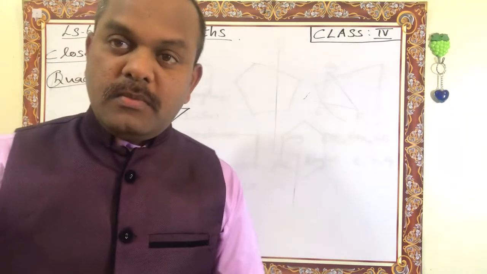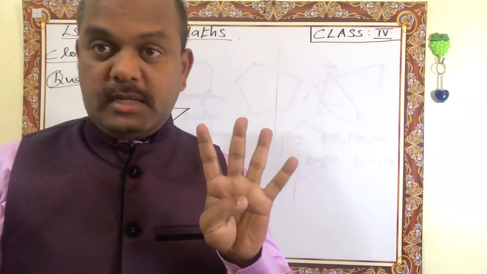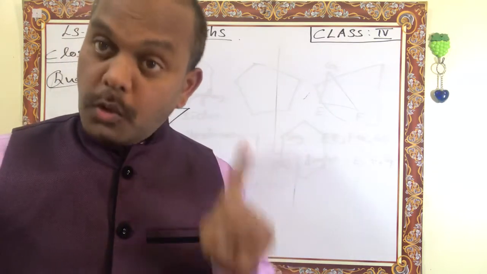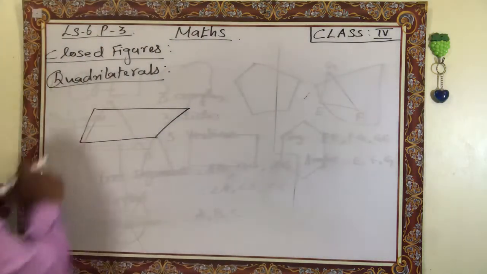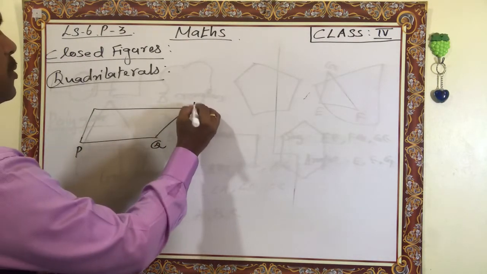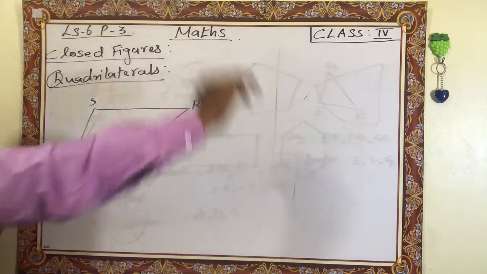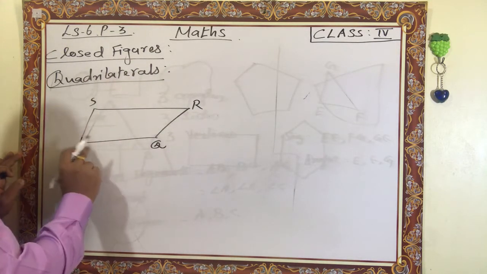Any shape we can. But it should be four line segments. It should be closed. It should be four line segments. It should be closed. See, we can name this P, Q, R, S.